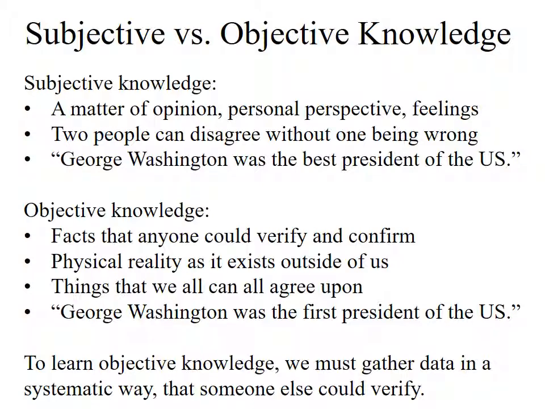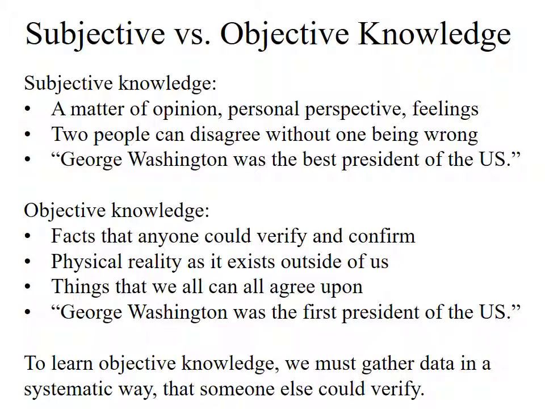Human knowledge can be broken down into two different things. There's subjective knowledge, which is a matter of opinion, personal perspective, based on our feelings. And so it's the sort of thing where if two people disagree on that, that doesn't necessarily mean one is wrong. It's just they have two different perspectives on things. For instance, George Washington was the best president of the U.S. There are some people who have that opinion. Other people like Abraham Lincoln. It's not cut and dried, right?